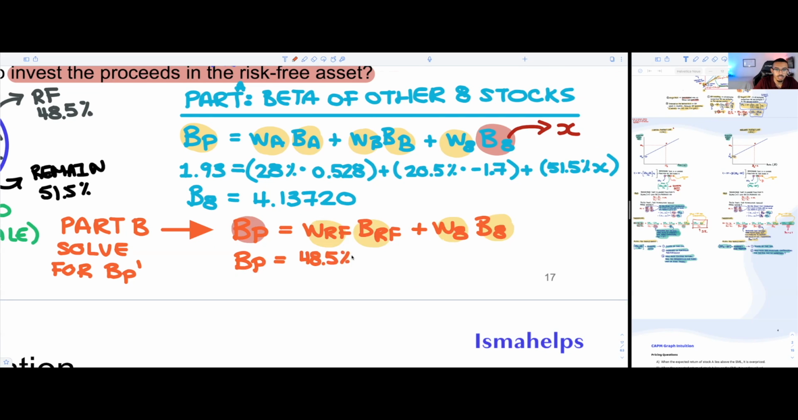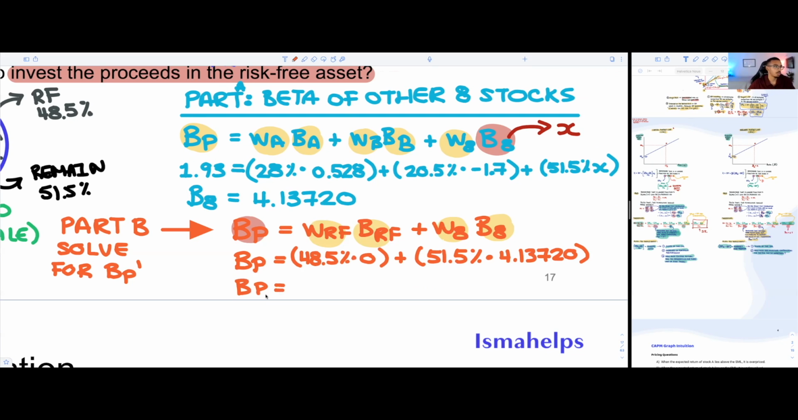48.5% times 0 plus 51.5% times 4.13720. Okay, and then we could get the beta of our portfolio.